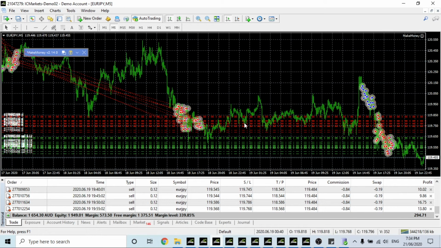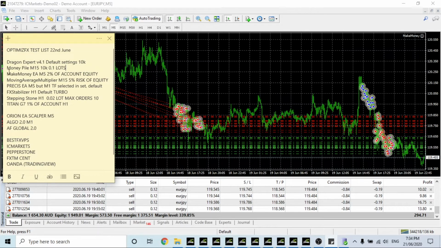Next, we have the Make Money EA, which actually really surprised me this week. It is the M5 time frame, and that's the basic 2% of account equity, but everything else is optimized, and I can actually show all the other settings. If you do purchase the EA, the author does help you optimize it to get really good settings, and you can do all this yourself and then test it and see if it's all good.